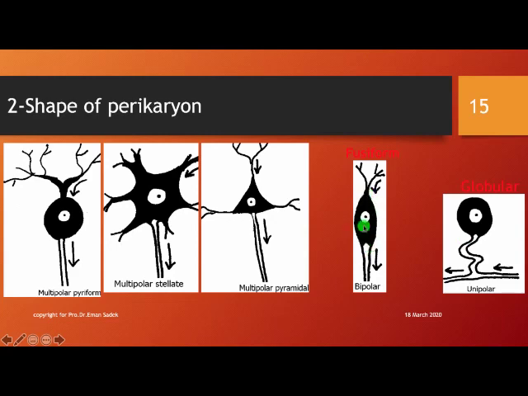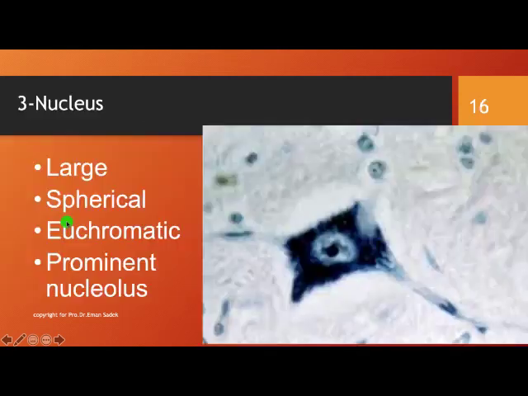Bipolar, fusiform with two poles, is called bipolar. And multipolar, either pyramidal or stellate or piriform. Number 3, in the comment on the perikaryon, we'll comment on the nucleus. The nucleus has 4 features.